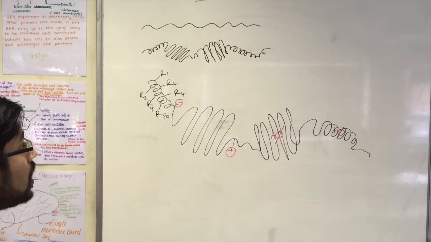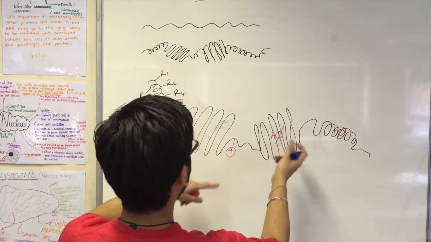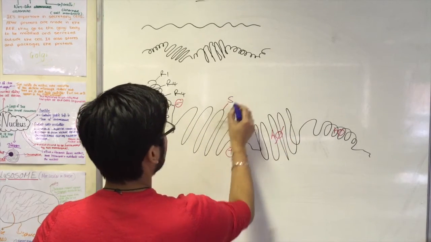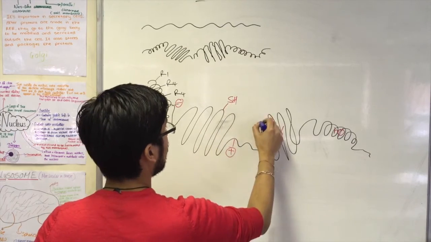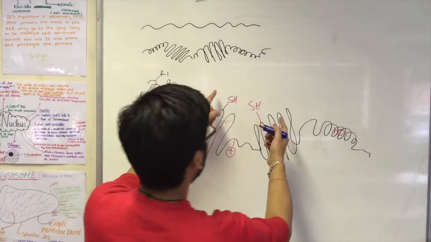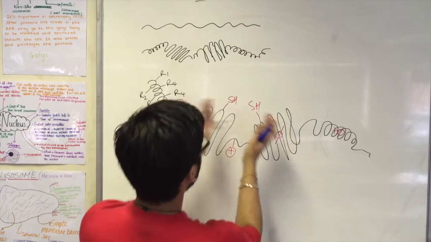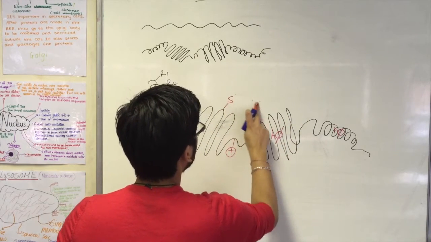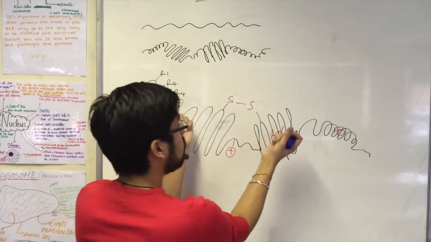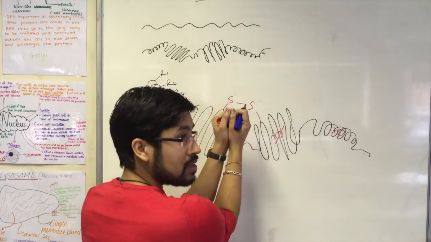So this part of the chain might come around and interact with this part of the chain. Okay? We might have, for example, an SH group here and an SH group there, by chance. And maybe they will form a disulfide bridge, but in doing so, we're kind of forcing these two parts of the protein to come together.